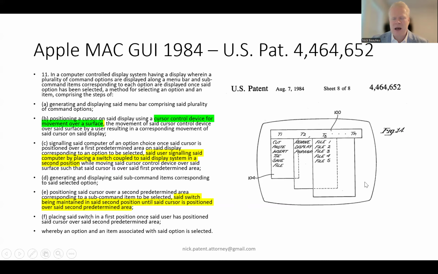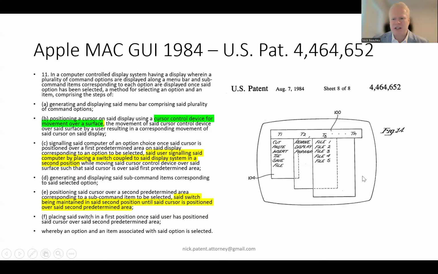And then this is figure 14 from that patent, which I thought helped illustrate what was going on. This is supposed to be a computer display monitor, and this top horizontal bar is a menu, and it will have items T1, T2, T3, T to the N. Under T1, you have cut, paste, insert, tie, save file, then T2, remove display, T3 file. So these are just a top menu and then sub menus under that.